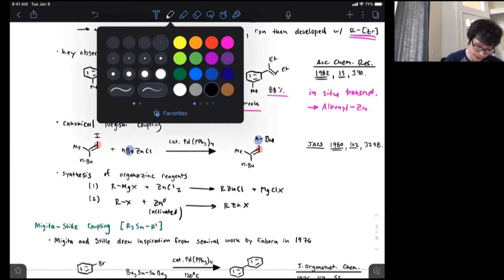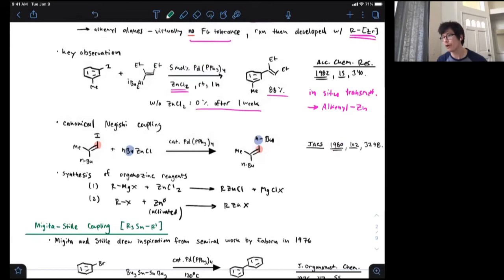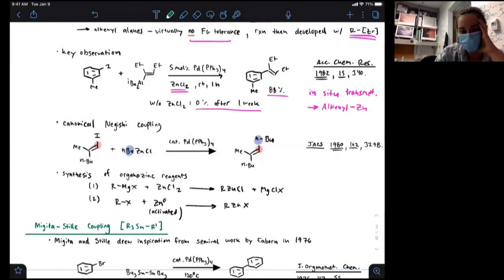Very good. Okay, any questions on Negishi? Sorry, we're going through this kind of rapid fire so we can cover as much ground as possible. If you want to make the diorganozinc, do you just do the transmetallation twice? Or how do you make diethylzinc, for example?